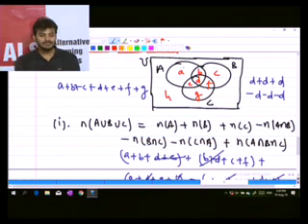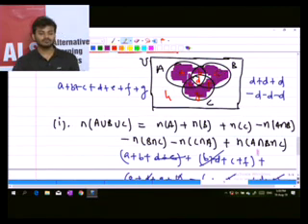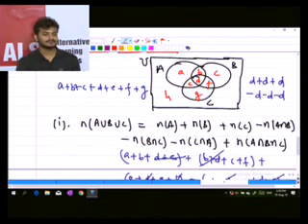So now what region you are actually having is this one, but you don't have the D part. You're getting my point? So that is why you have to add this N of A intersection B intersection C. Is it clear to all of you? Tell me.